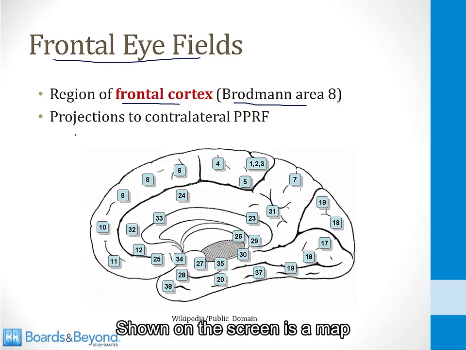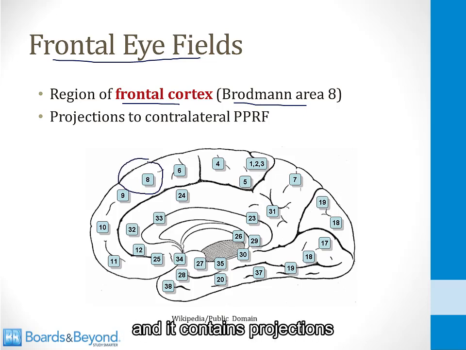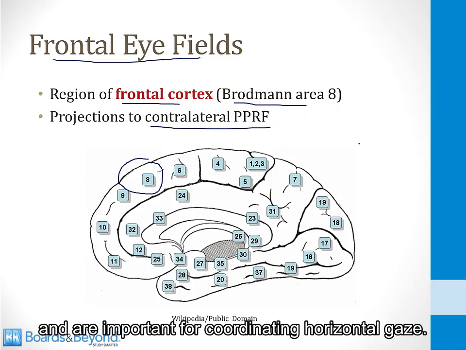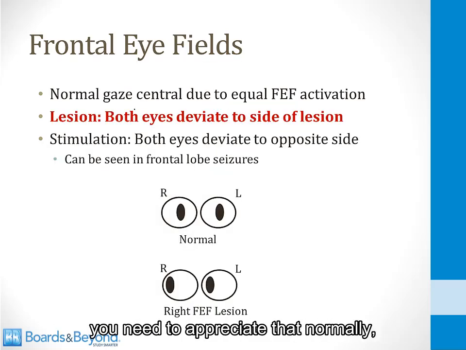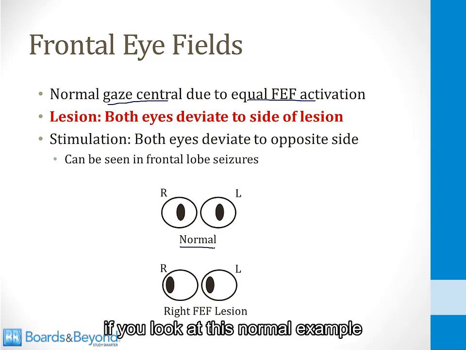Shown on the screen is a map of the Brodmann areas of the brain. Area 8 is here in the frontal cortex, and it contains projections that go to the contralateral PPRF and are important for coordinating horizontal gaze. To understand lesions of the frontal eye fields, you need to appreciate that normally your gaze is kept central due to equal FEF activation.